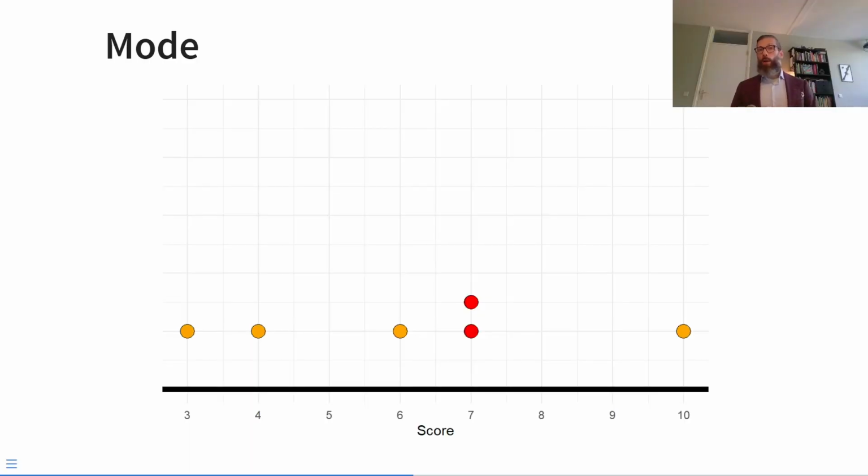Here is our visual example with the number line again, and to indicate how we arrive at the mode, I added 1 score. So in this case, every number on the number line has only 1 observation except for the number 7, which makes the number 7 the mode, and that's why I colored these observations in red.